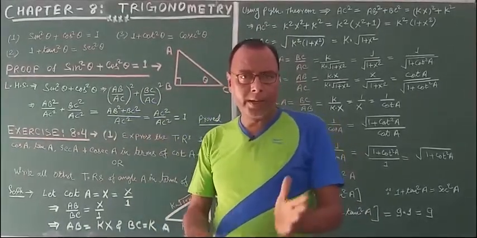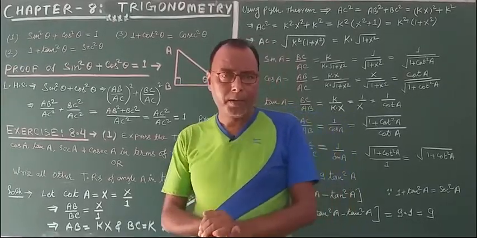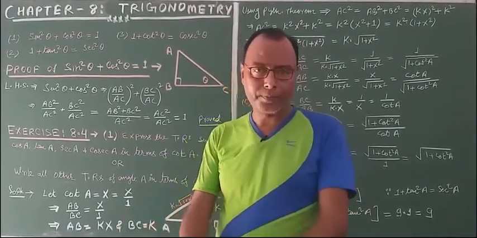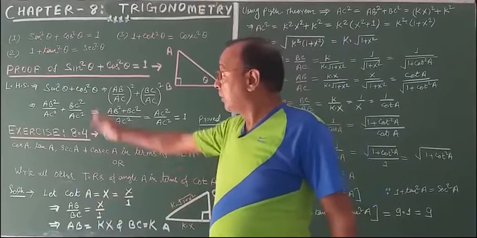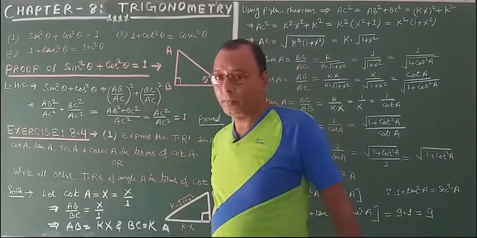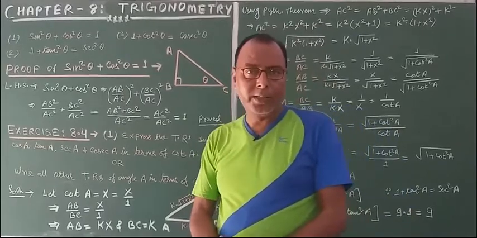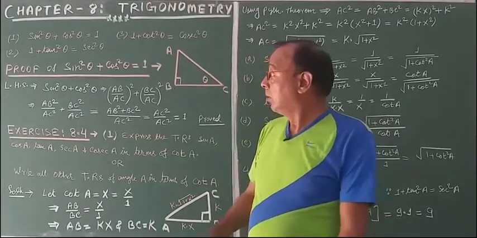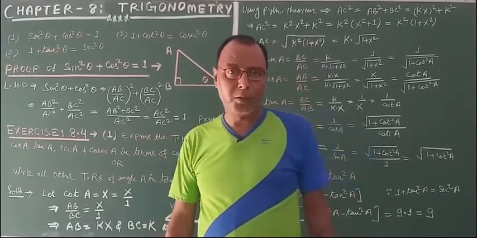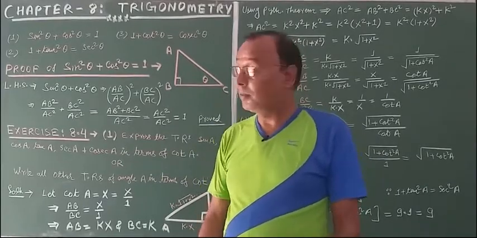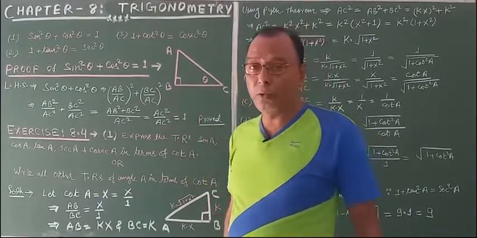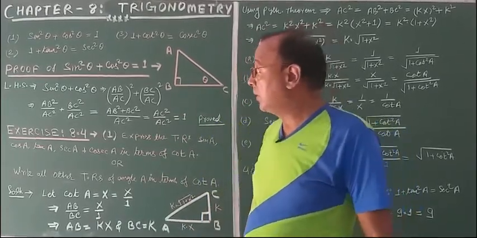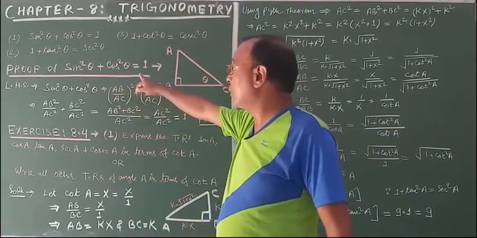I am again here with some trigonometric identities and problems related to them. So these are some trigonometric identities. The first one is sin square theta plus cos square theta is equal to 1. The second one is 1 plus tan square theta is equal to sec square theta. And the third one, 1 plus cot square theta is equal to cosec square theta. Now just see the proof of sin square theta plus cos square theta is equal to 1.